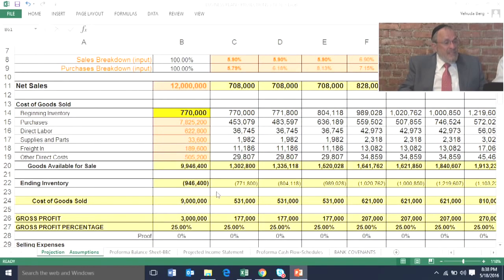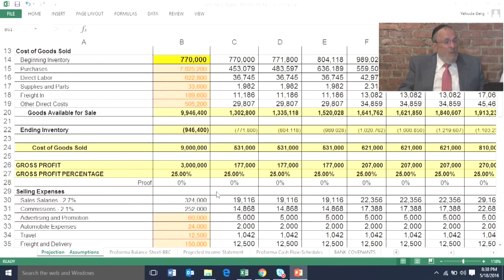Inventory levels are determined by a formula which is based on what my gross profit is. In other words, if I know that my gross profit is 25%, I know that my cost of goods sold has to be 75%. If I have too much purchases, obviously some of it is left in inventory. This spreadsheet takes care of all that.